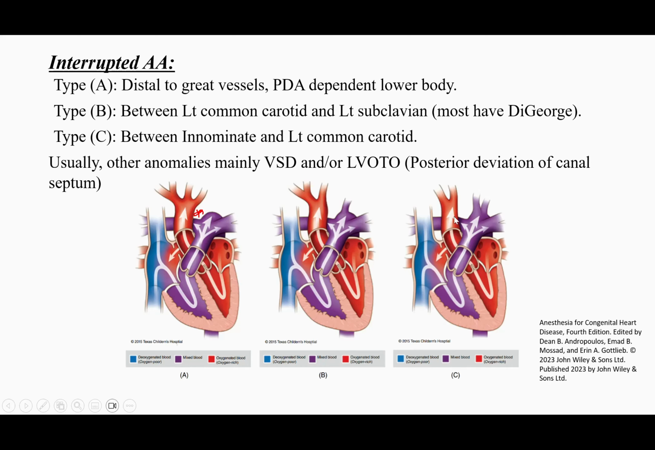And type C is between the innominate and the left common carotid. Usually there are other anomalies, mainly VSD and/or left ventricular outflow tract, LVOT, obstruction, and posterior deviation of the conal septum.